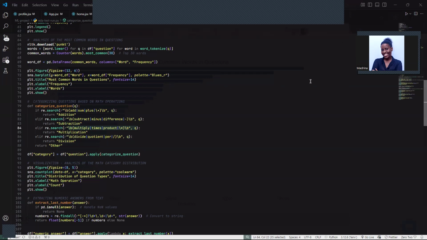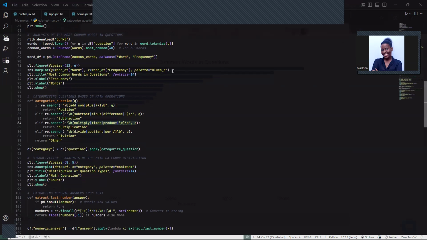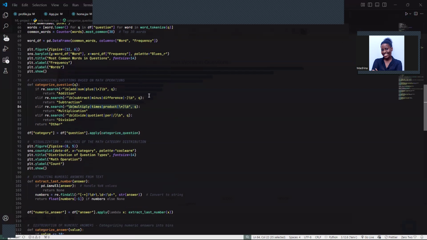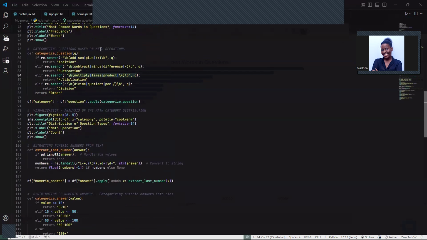Good evening, everyone. I'm going to be taking you through the remainder of this exploratory data analysis. So, continuing from where she stopped, she talked about categorizing questions based on the operations of the mathematics. Since we are dealing with data sets that handle elementary mathematics, we are looking at the 4 basic calculations, that is addition, subtraction, multiplication, and division. So, to begin with, we categorize all these questions and answers based on these operations.